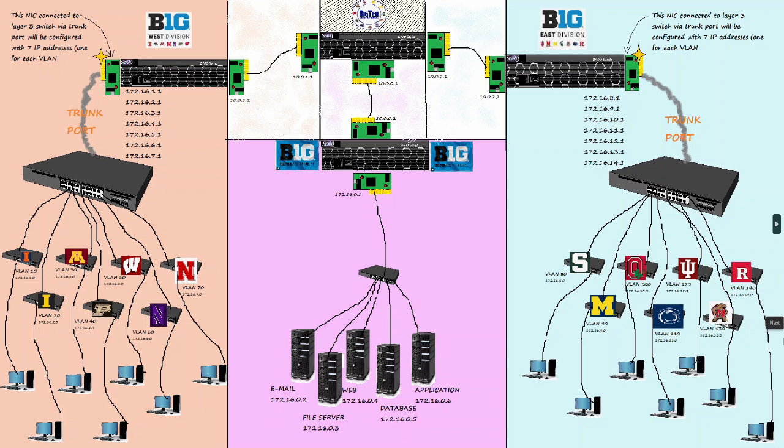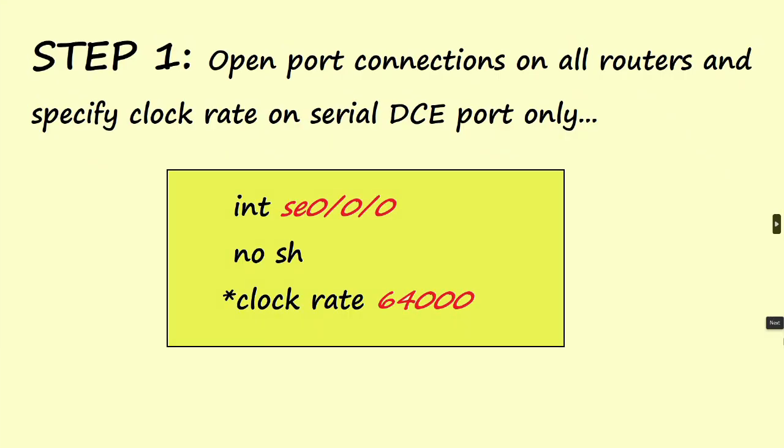Okay, moving on, let's do a quick little overview of the commands we're going to be using for the Cisco routers and switches, and just the steps that we're going to go through. They don't necessarily have to be in this order. This is just the way I set it up. In step 1, we're going to open the port connections on all routers, all the 4 routers, and specify the clock rate on the serial DCE port only.